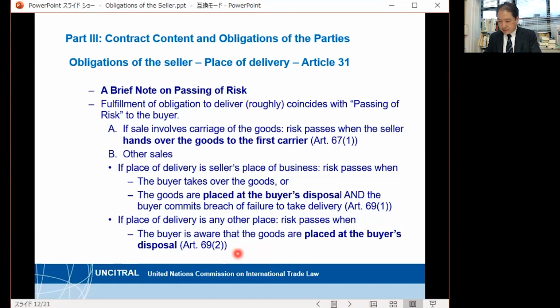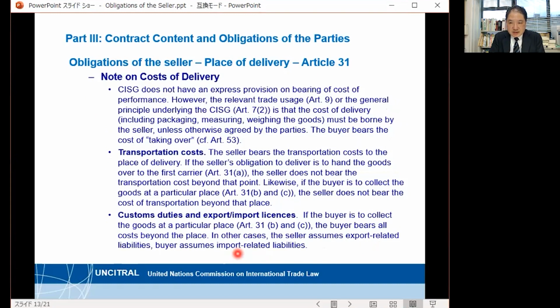Now I move on to the next issue, which is about the costs of delivery. I would like to make a small comment on the costs of delivery. The CISG does not have an express provision on bearing of cost of performance. However, the relevant trade usage, which is applicable through Article 9 CISG, or the general principle underlying the CISG, that is Article 7, paragraph 2, is that the cost of delivery, including cost of packaging the goods, measuring the goods, weighing the goods, these costs must be borne by the seller unless otherwise agreed by the parties.